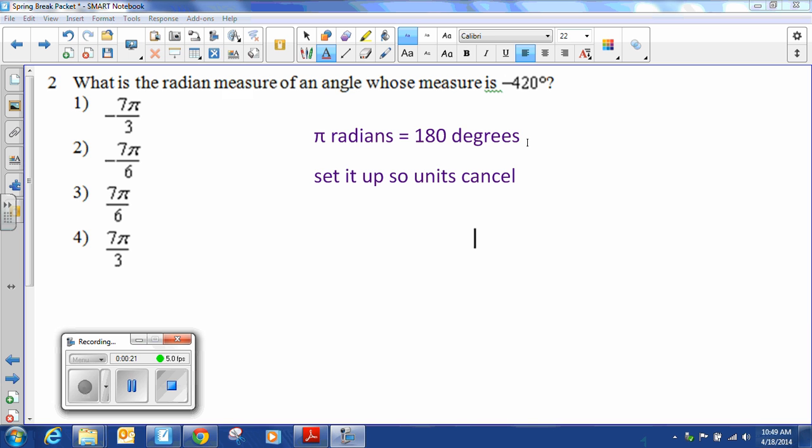Number two, you're converting degrees to radians. I'm not going to give you too much help on this. Just realize that the conversion ratio is pi radians equals 180 degrees. Don't forget to set up your units so they cancel out.